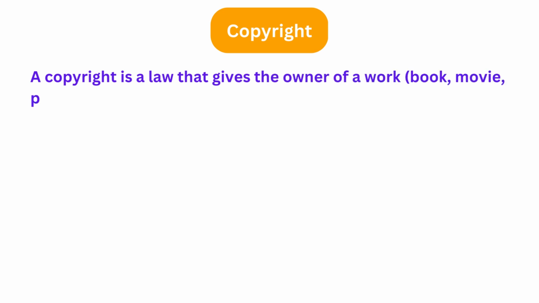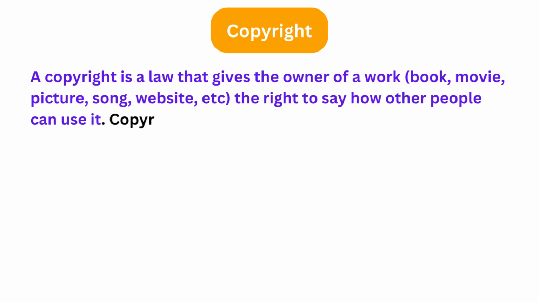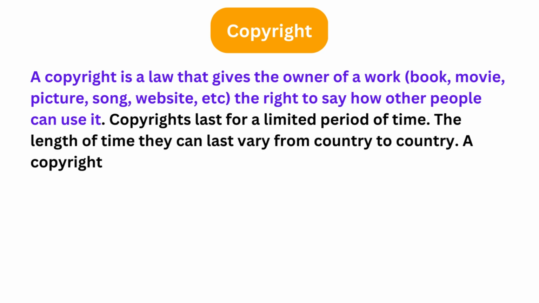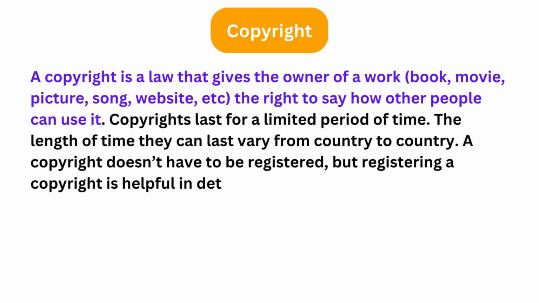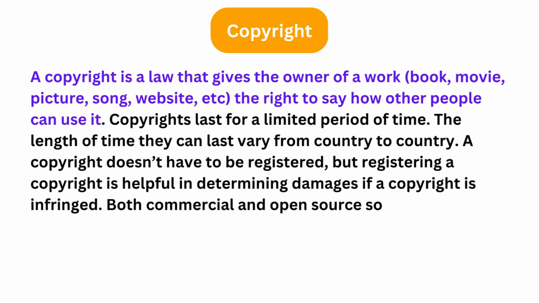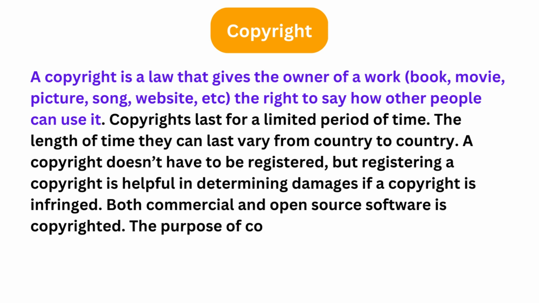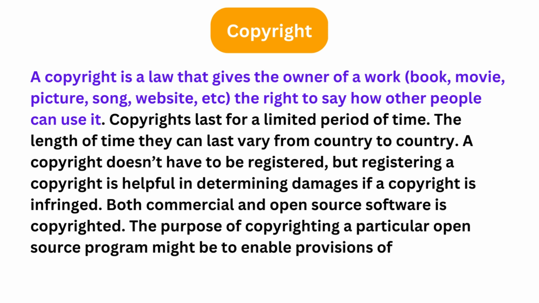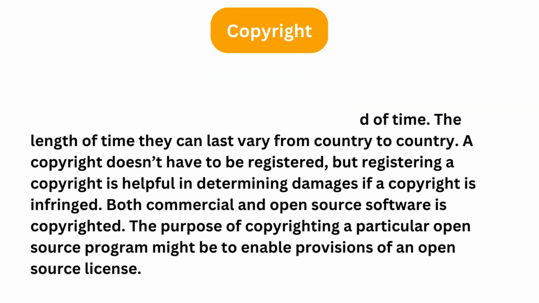Copyrights. A copyright is a law that gives the owner of a work, book, movie, picture, song, website, etc., the right to say how other people can use it. Copyrights last for a limited period of time. The length of time they can last varies from country to country. A copyright doesn't have to be registered, but registering a copyright is helpful in determining damages if a copyright is infringed. Both commercial and open source software is copyrighted. The purpose of copyrighting a particular open source program might be to enable provisions of an open source license.